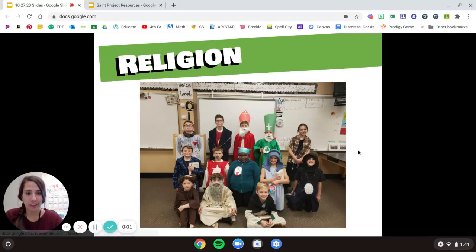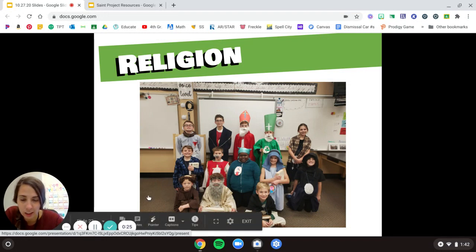So, religion. What I've got to get us started with is a picture of last year's fourth graders in their saint costumes. Because at the end of our saint project, we do speeches where you dress up like your saint. Okay, so I have some examples for you. Notice not everyone dressed up exactly like their saint, right?